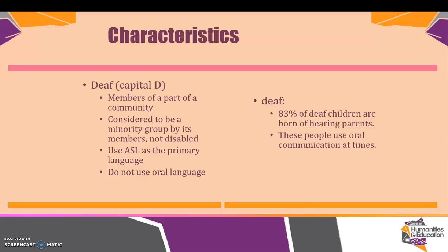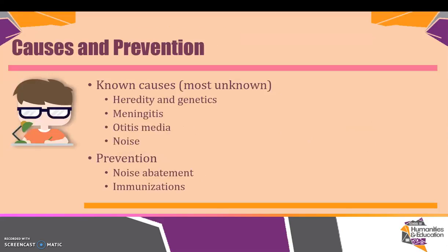Hearing loss can be classified as mild, moderate, moderately severe, severe, and profound. And with hearing loss, the most important consideration is whether the loss occurred before or after the individual developed oral language.